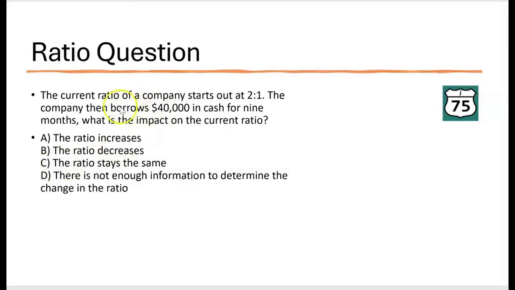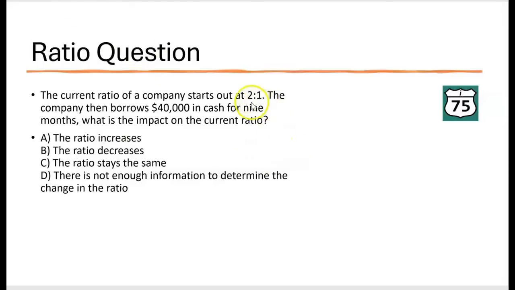So the current ratio, or any ratio, if it starts out above 1 to 1, and you're going to add the same amount to both sides, well, 2 to 1 here, the numerator is the 2. The denominator is 1. $2 in current assets for every $1 in current liabilities. So your current ratio is 2 to 1. Instead of adding $40,000 to both sides, let's add just 1 to both sides, the number 1. So if we add 1 to the numerator, 2 plus 1 is 3. If we add 1 to the denominator, 1 plus 1 is 2.